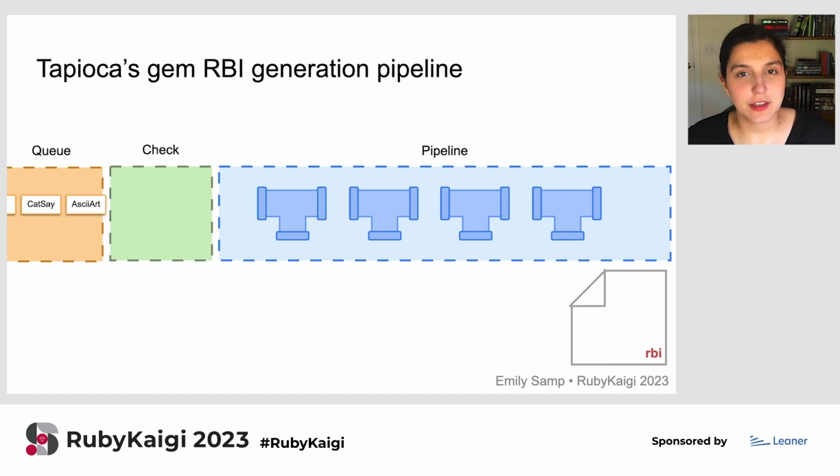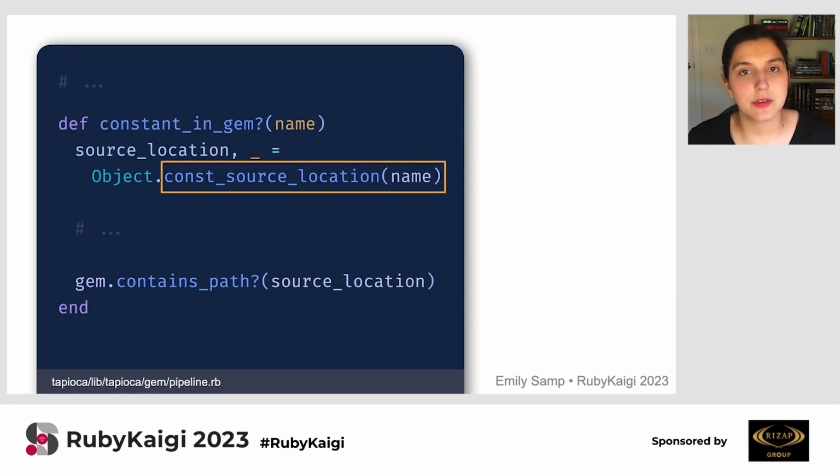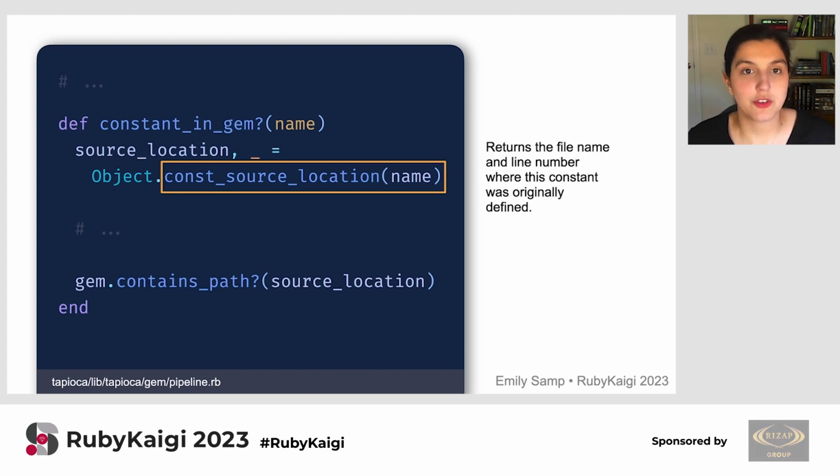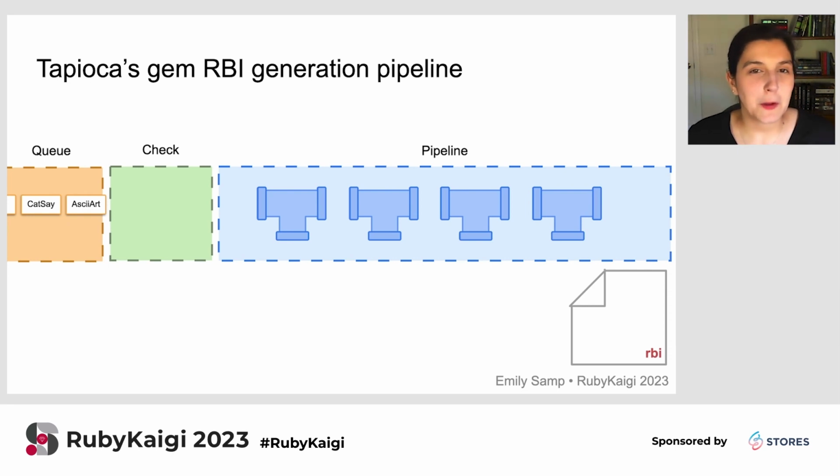Before any of the constants in the queue is passed through the pipeline, they're checked to see if they're defined in the gem that's currently being processed. Tapioca does this using the const_source_location method defined on Object. Taking the stringified name of the constant being processed, this method will return the file name and line number where the constant was originally defined. Tapioca then uses this information to determine if the path is located within the gem that the pipeline is currently processing. If the constant is defined in the gem being processed, Tapioca will send it through the pipeline. If not, the constant is discarded.